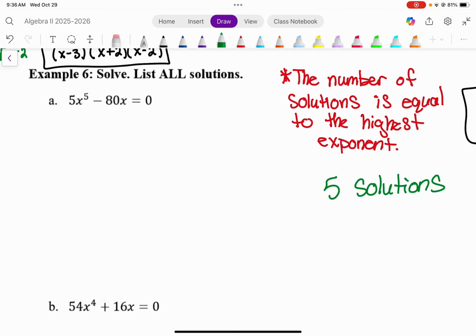So we're going to have 5 answers. If we don't have 5 answers, that means we are missing some of the solutions that would make this equation true or equal to 0. So let's look at this.